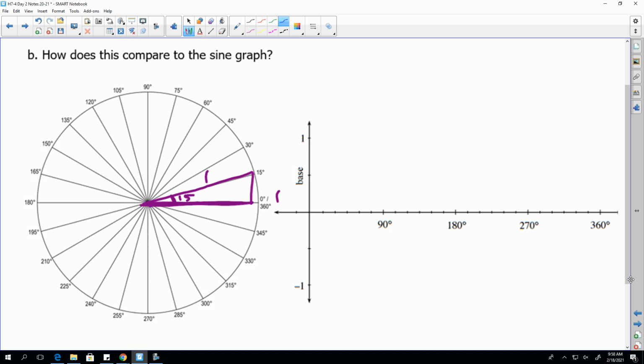If I want to find this base here, I can do cosine because it's the adjacent side and the hypotenuse is 1. So we're going to do cosine of 15 equals x over 1, or just cosine of 15 equals x. So what is that if we use our calculator? Cosine of 15.